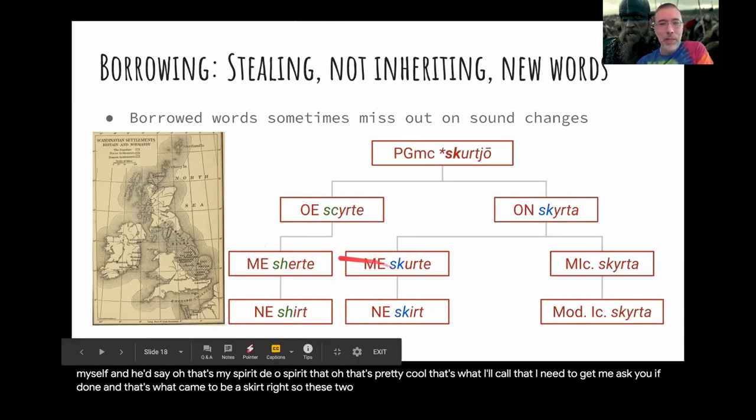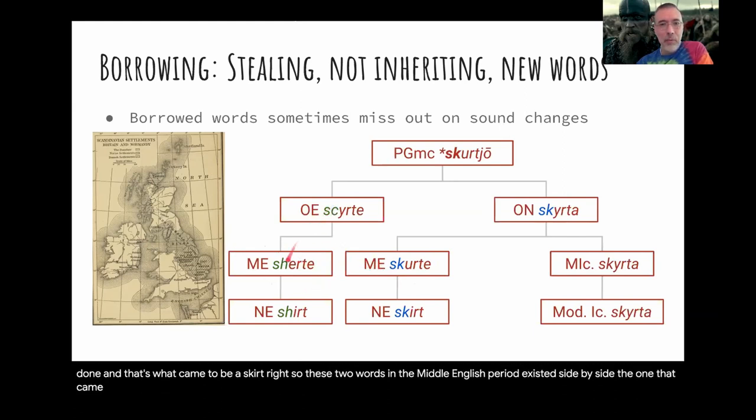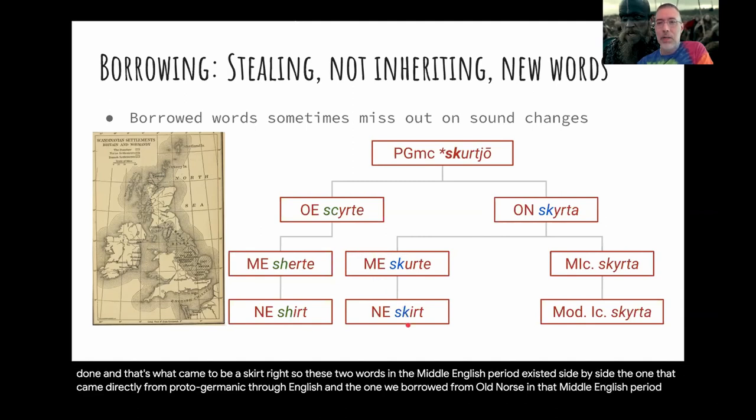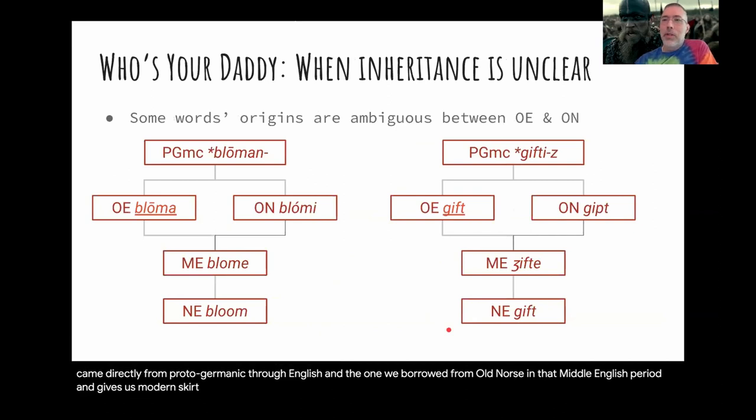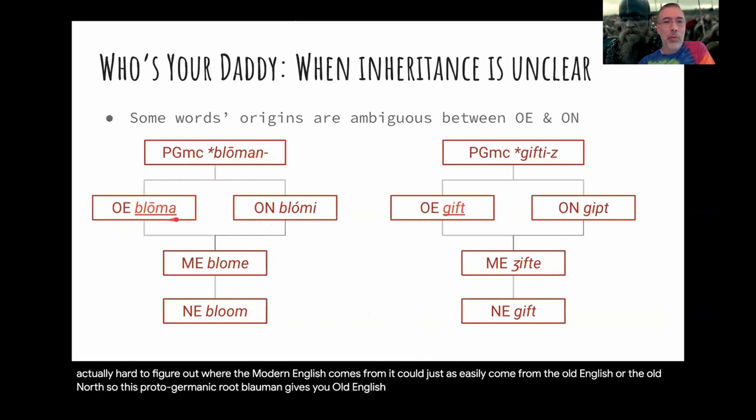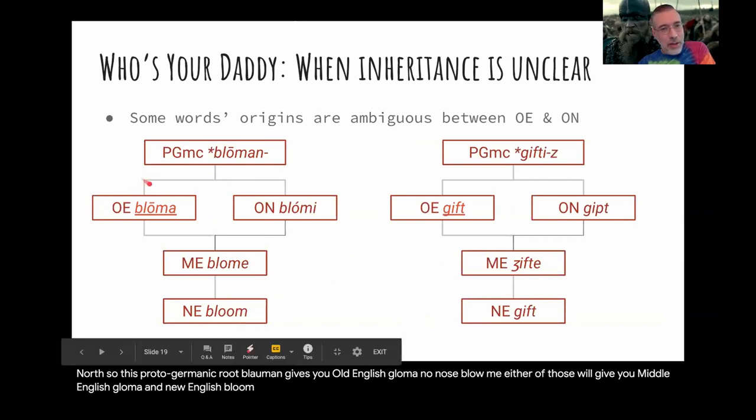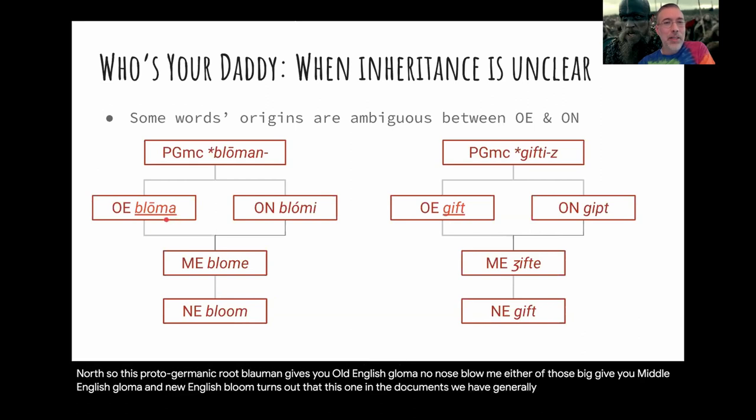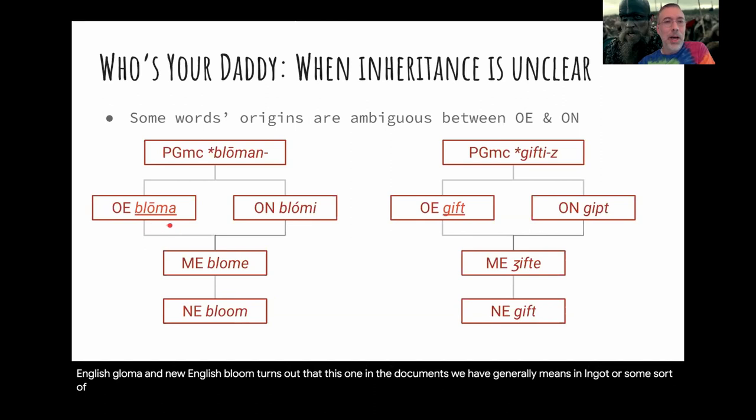So these two words in the Middle English period existed side by side, the one that came directly from Proto-Germanic through English, and the one we borrowed from Old Norse in that Middle English period and gives us modern skirt. So there's some words, actually, that this is kind of interesting as well, right? There are some words where it's actually hard to figure out where the modern English comes from. It could just as easily come from the Old English or the Old Norse. So this Proto-Germanic root blóman gives you Old English blóma, Old Norse blómi. Either of those could give you Middle English blóma and New English bloom. Turns out that this one in the documents we have generally means an ingot or some sort of block of metal ore, whereas this one tends to mean a flower, and so it's likely to have come from the Old Norse root, but it could have come from the Old English.